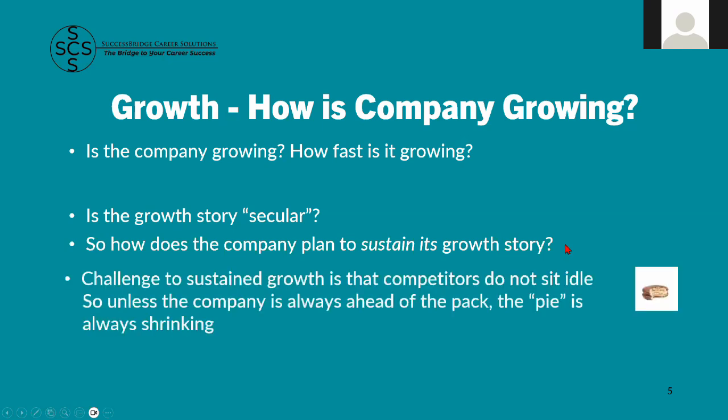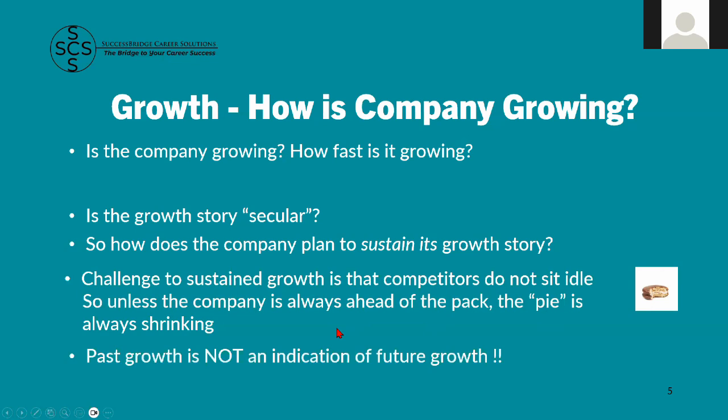The challenge to sustained growth is that the competitors do not sit idle. If they see that a company is doing very well, they will do their level best to either mimic it, or to change their internal processes or strategies, or even to raid this successful company for some of the people who are responsible for the success. So the pie, in effect, is shrinking, and so a company has to always be ahead of the pack.